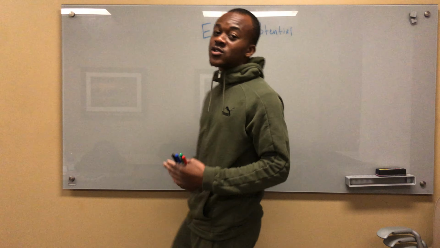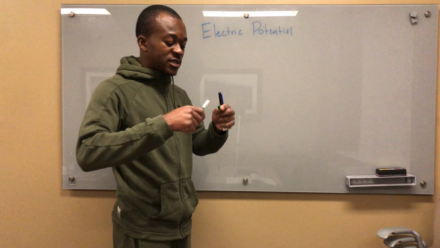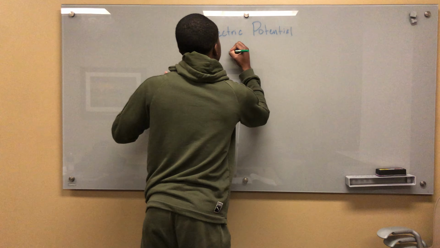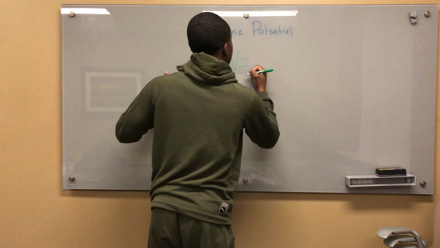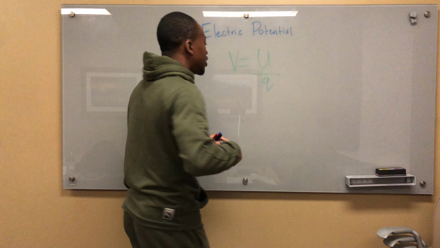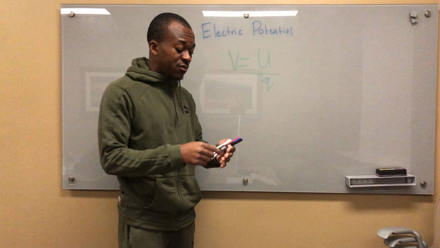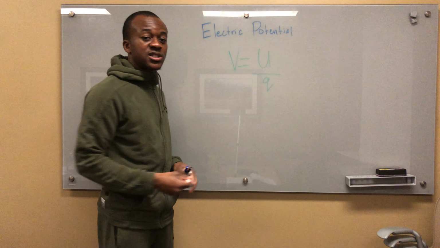Hi everybody. So today I want to talk about electric potential. The formula you need to know for electric potential is this. We use the term V to define electric potential, and this is given by U over Q. And this U is the potential energy that we learned about, right? And this Q is the charge.